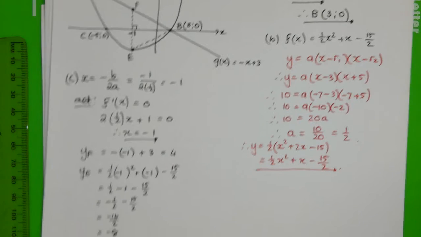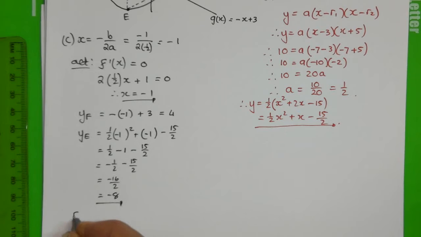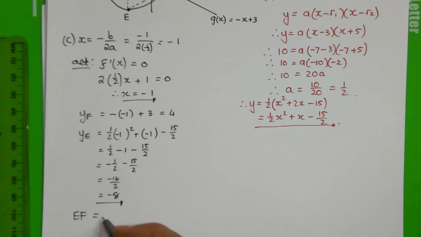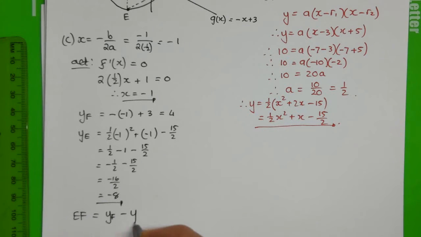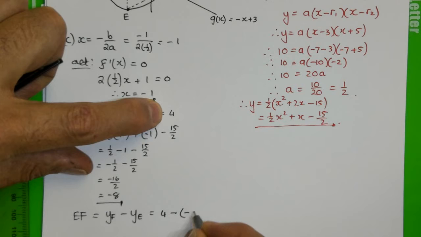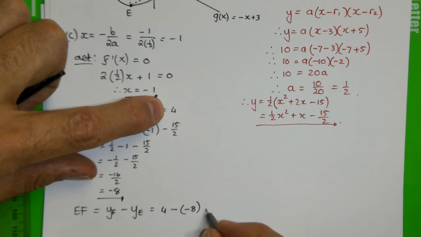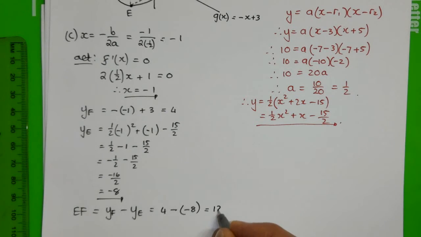Now be careful. Be very careful. Now you want the length of EF. EF's length is the y coordinate of F minus the y coordinate of E. Be careful. The y of F is 4, minus negative 8 again turns it into a positive, so you have a y value, or a length, of 12 units.